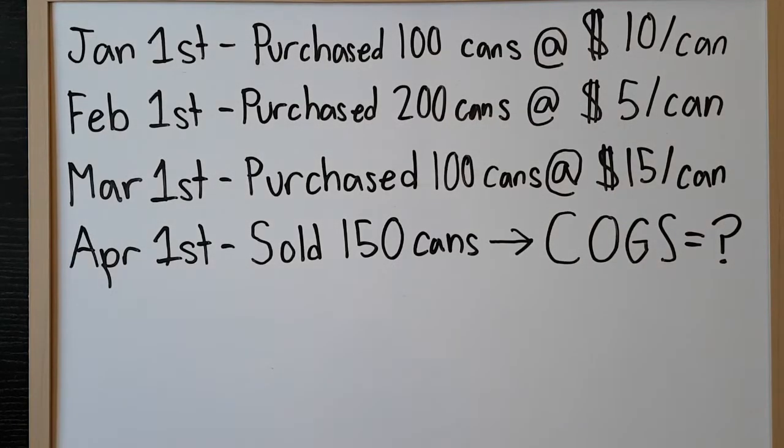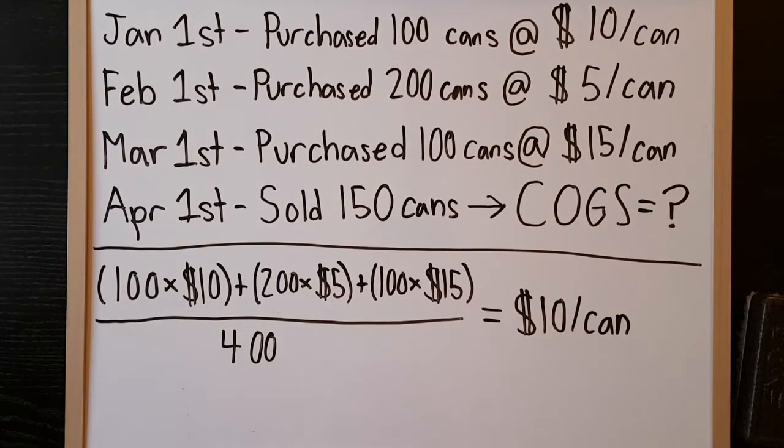The following are transactions of our fictional tuna business that buys cans from a packing company and sells them on to the end consumer. So on January 1st, our company purchased 100 cans of tuna at $10 per can. February 1st, they purchased 200 cans at $5 a can. Maybe they got some discounts for purchasing in bulk. On March 1st, they purchased 100 cans at $15 per can. And then finally on April 1st, they sold 150 cans. So this is the transaction for which we need to calculate cost of goods sold.